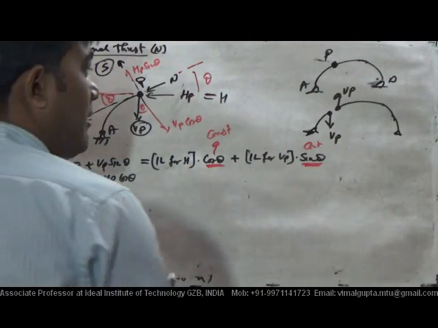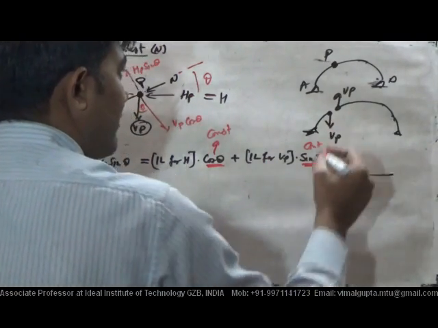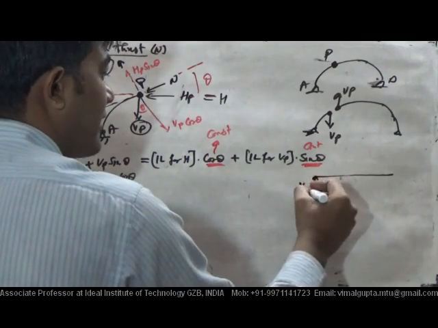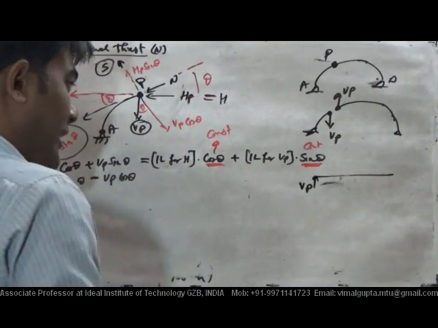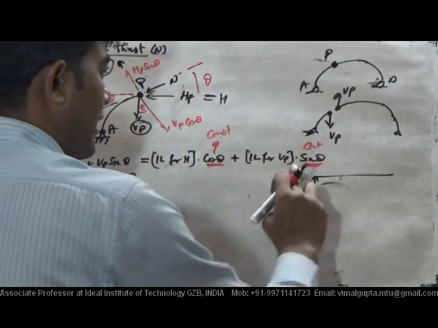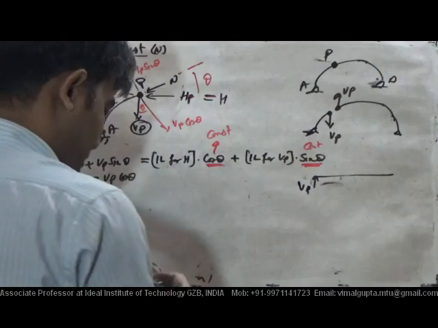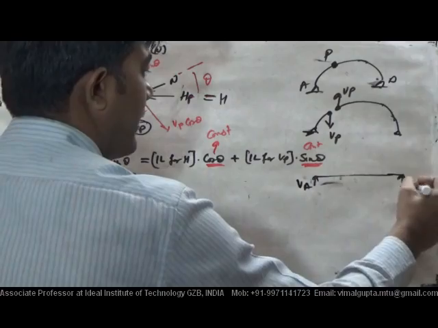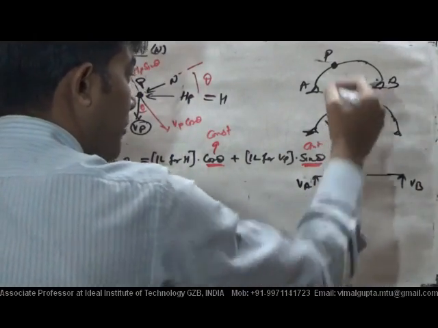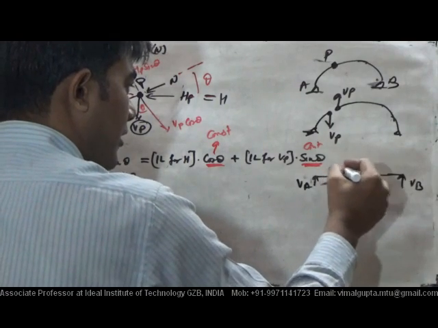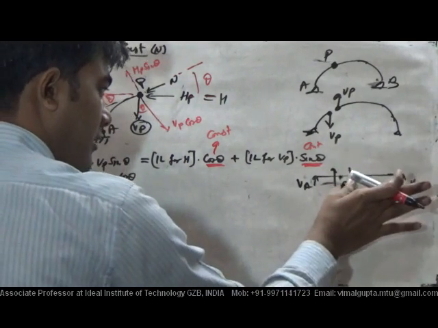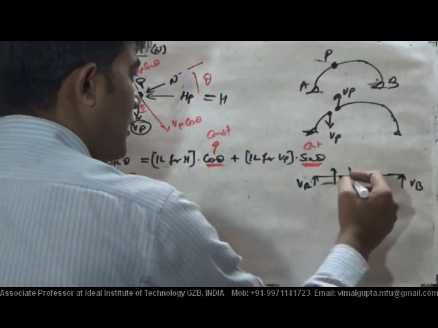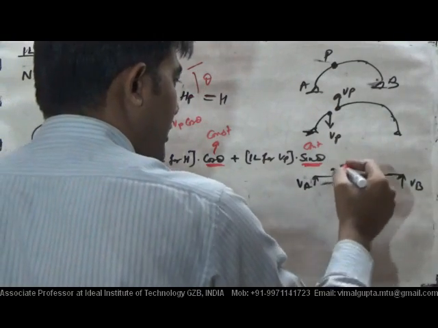How can these be plotted? First of all, consider this segment as a beam part. I have taken VA and this part VB, and suppose the point P is here. Take the direction of the force as VP.